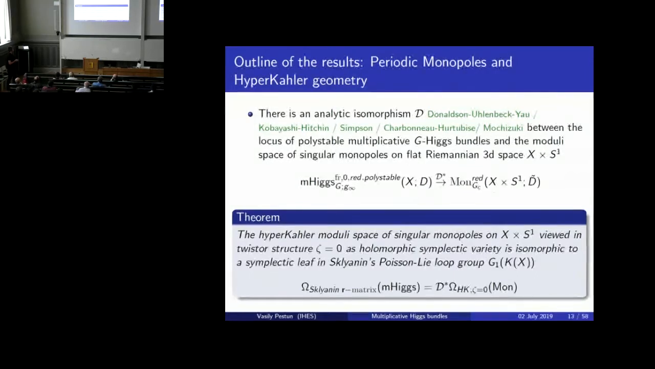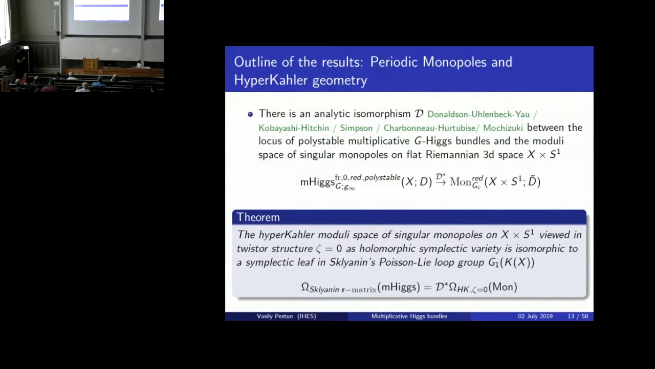And there is a map from the locus of the polystable Higgs bundles to the monopole solutions. So, the hyperkähler moduli space of singular monopoles, of these periodic monopoles, is viewed in the twistor structure zeta. So twistor structure is the choice of the direction in the three-dimensional space by which you align the complex structure picture. So zeta equals 0 corresponds to the vertical direction.